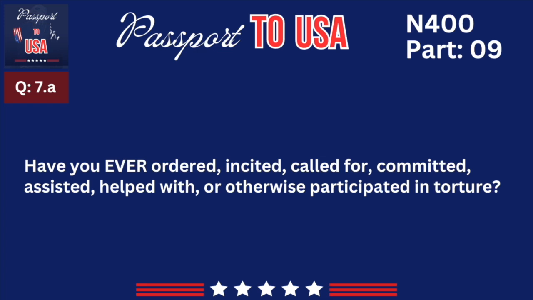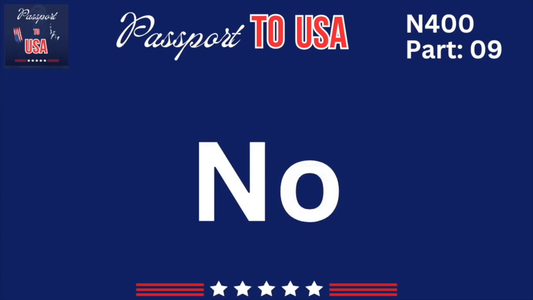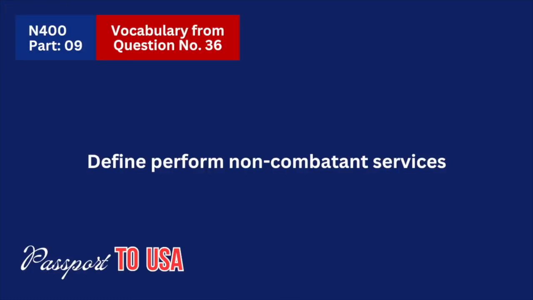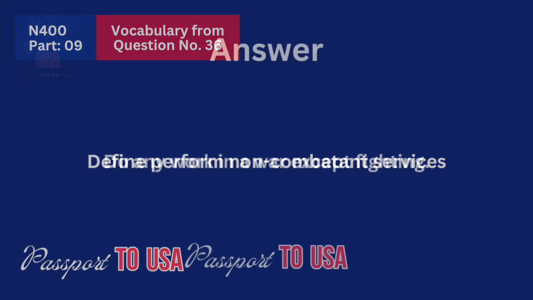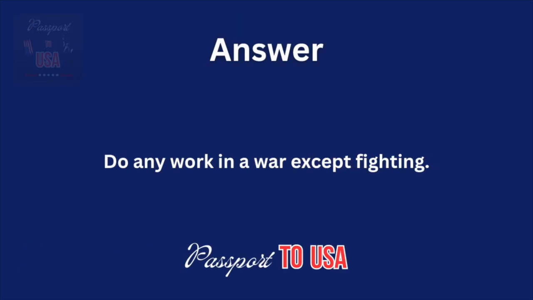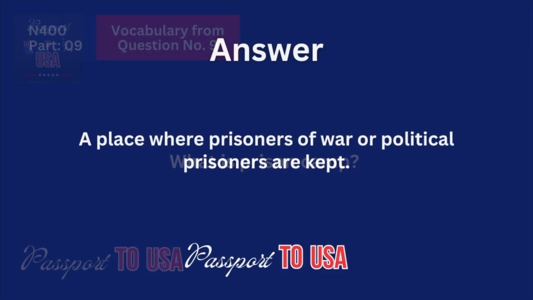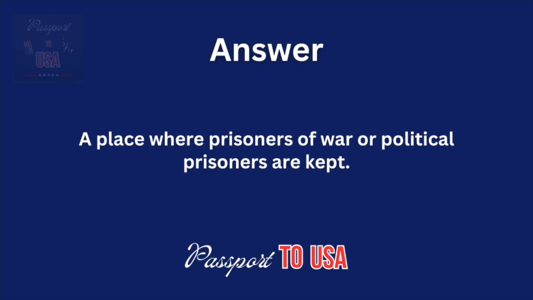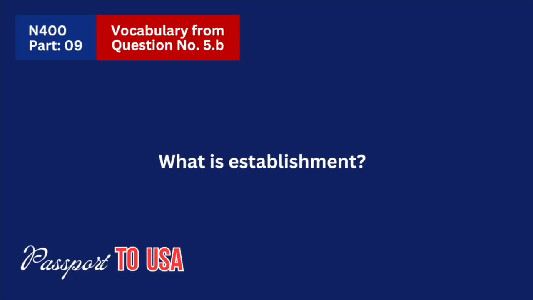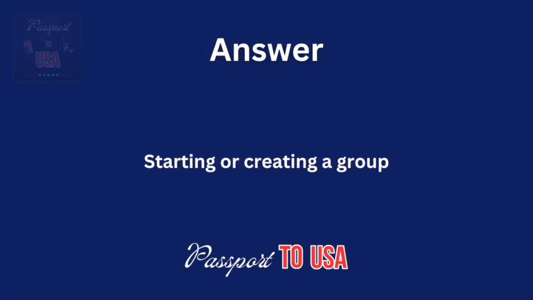Have you ever ordered, incited, called for, committed, assisted, helped with, or otherwise participated in torture? No. Define. Perform non-combatant services. Do any work in a war except fighting. What is prison camp? A place where prisoners of war or political prisoners are kept. What is establishment? Starting or creating a group.